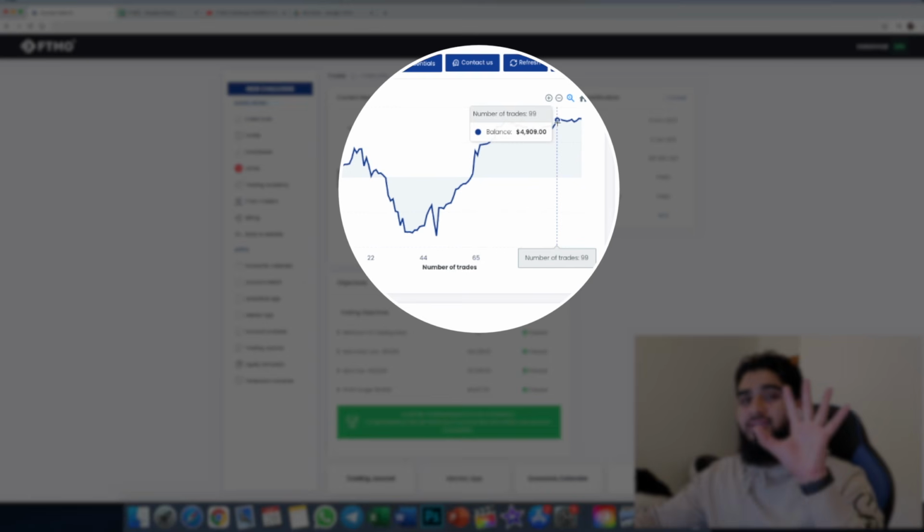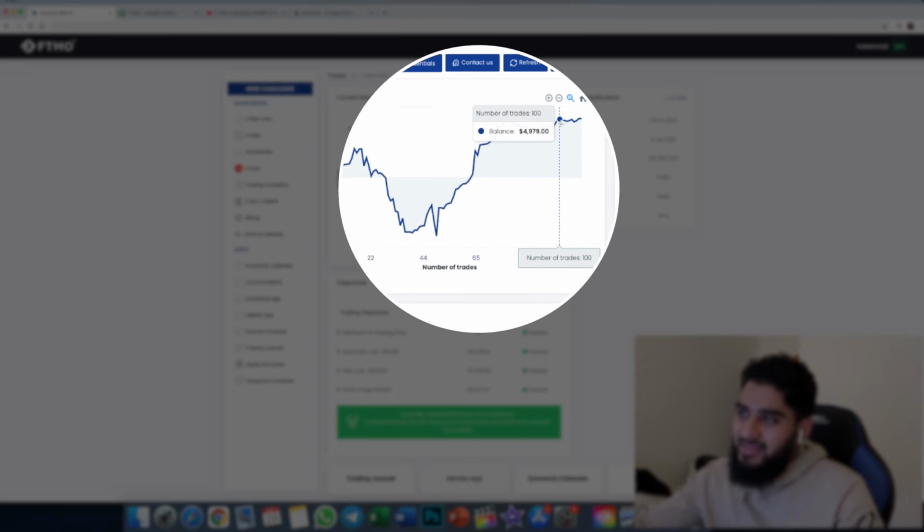So remember guys, I only need 5% to pass this verification, and about 100 trades into this verification phase I was at 4.979%, so literally $21 left before I pass this challenge. And this is where I was like, I can't risk dropping all the way back down. This is where FTMO was literally teasing me.